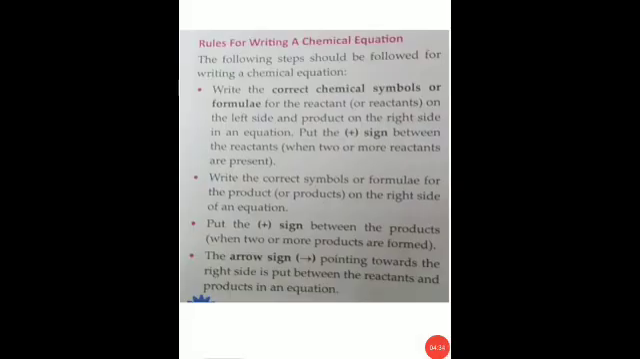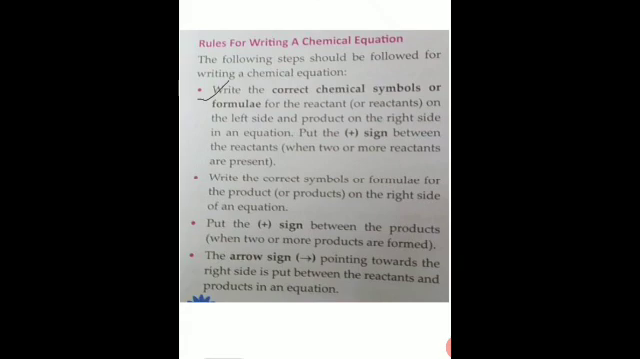Then what are the rules for writing a chemical equation? Let's brief it out, and then we'll take examples and discuss. First, we write the correct chemical symbol or formula for the reactants, that is the substances undergoing the chemical change, on the left side, and the products on the right side of an equation.